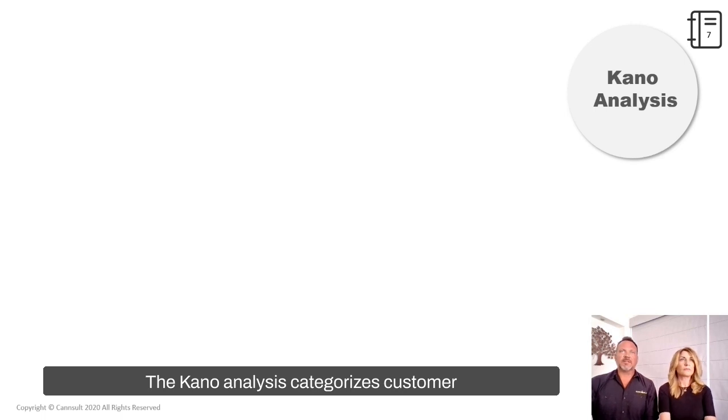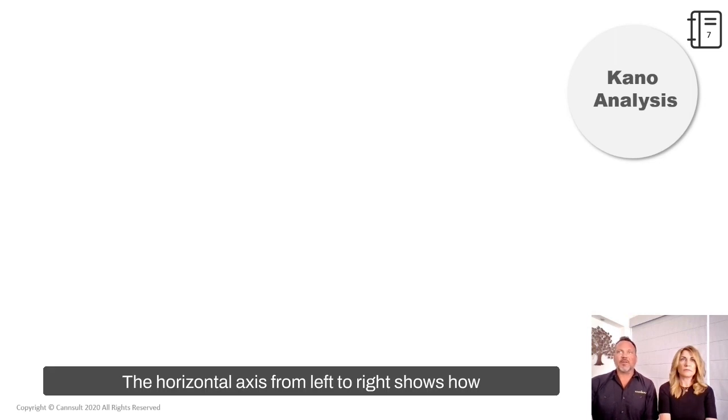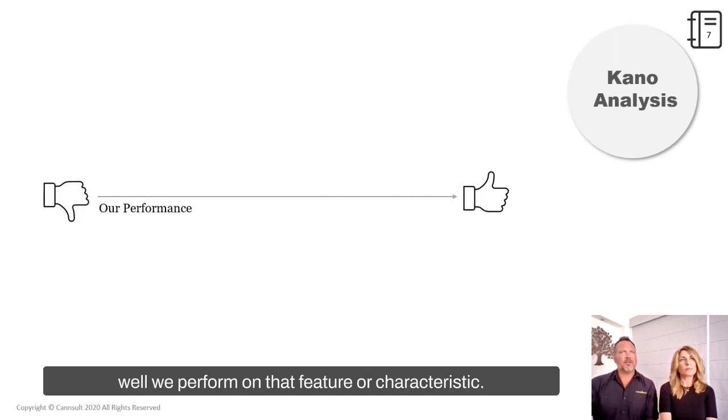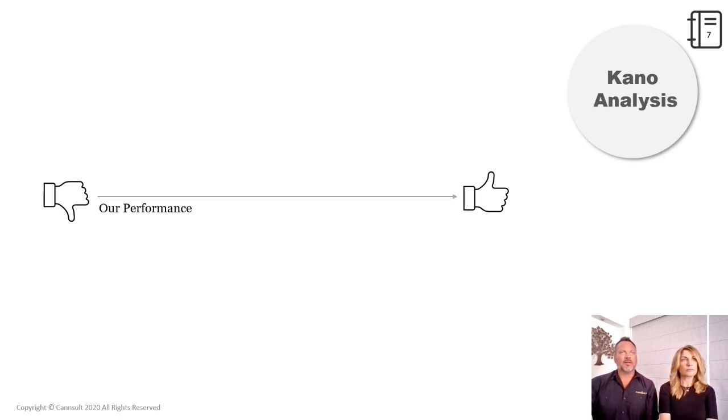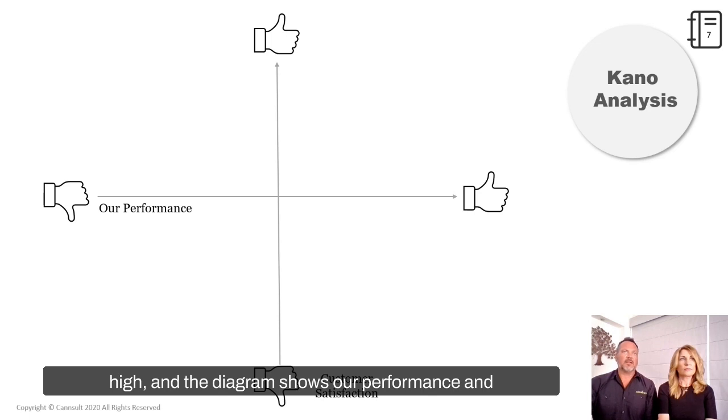The Kano analysis categorizes customer requirements on two different axes. The horizontal axis, from left to right, shows how well we perform on that feature or characteristic. The far left side means that we do it poorly or not at all. The far right means that we're great at it. The vertical axis represents customer satisfaction, low to high. And the diagram shows our performance and the impact it has on customer satisfaction.